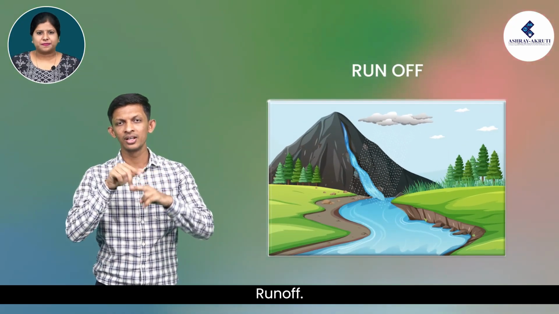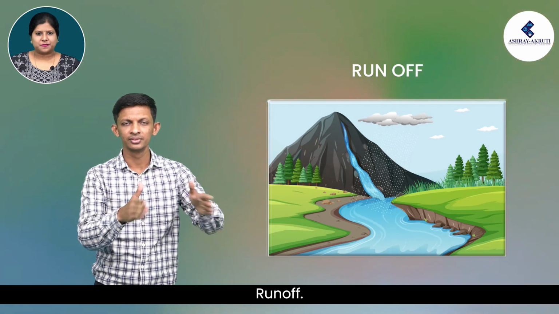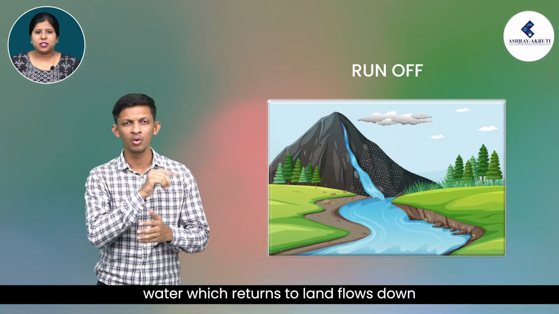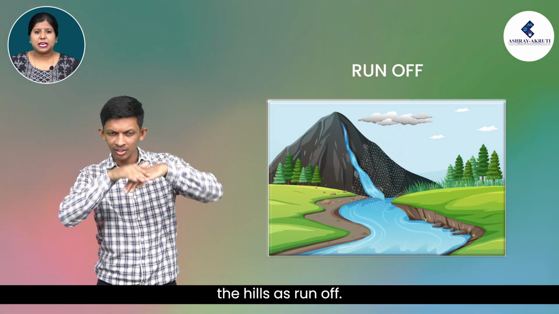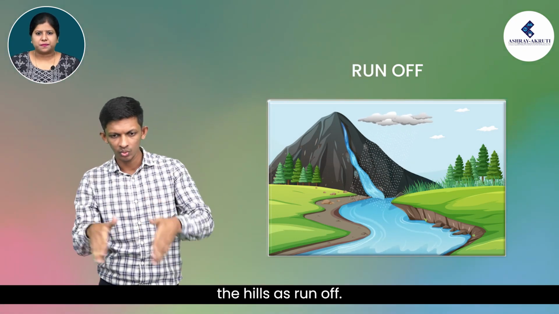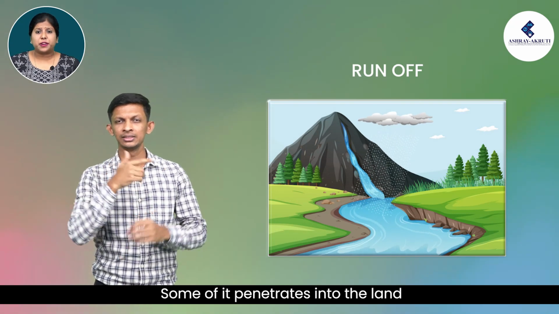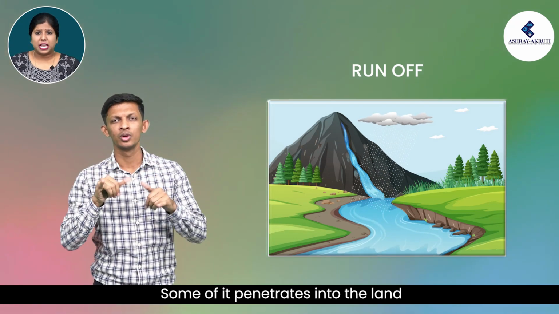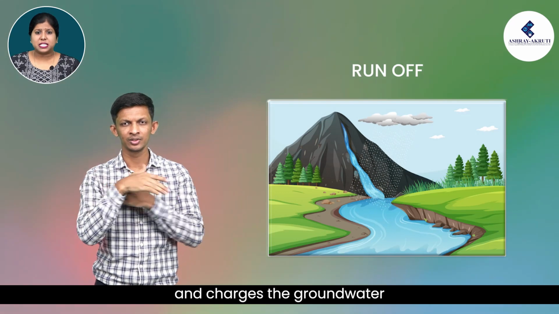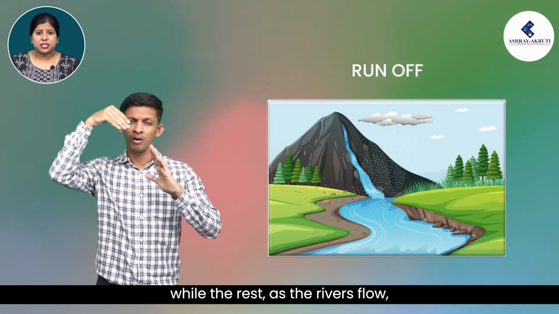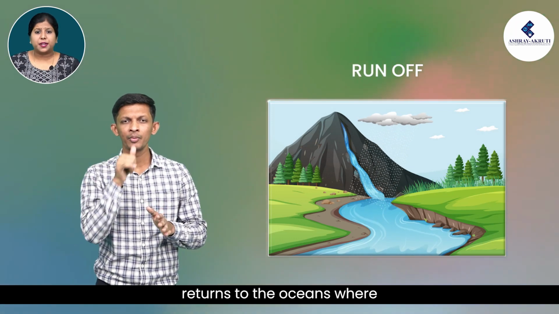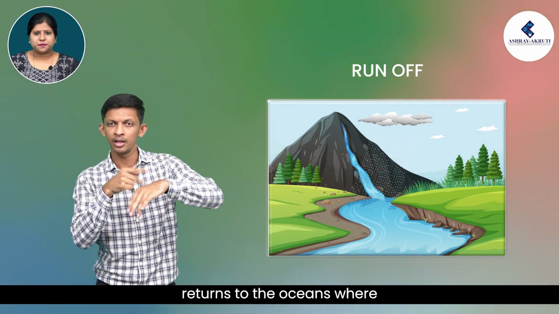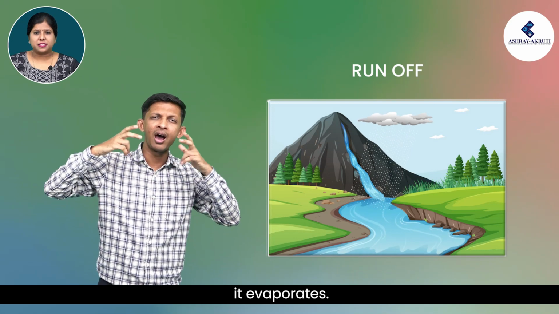Runoff. Most of the water which returns to the land flows down the hills as runoff. Some of it penetrates into the land and charges the groundwater, while the rest, as river flows, returns to the oceans, where it evaporates.